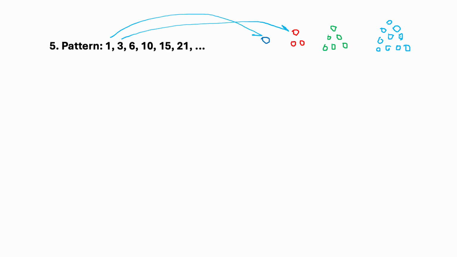See the next pattern 1, 3, 6, 10, 15, 21. These are triangular numbers. This is a pictorial representation. See, 1 is represented using 1 dot, then 3 using 3 dots, then 6 using 6 dots, then 10 using 10 dots. So they look like triangles.